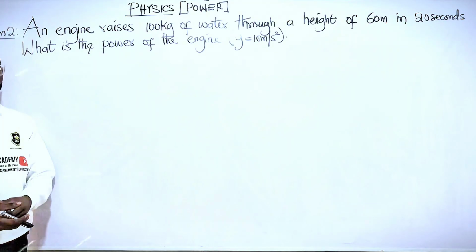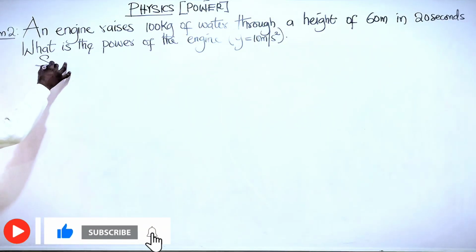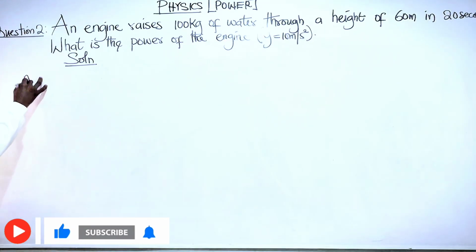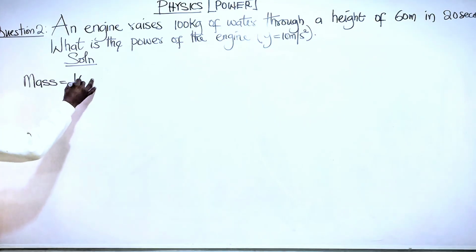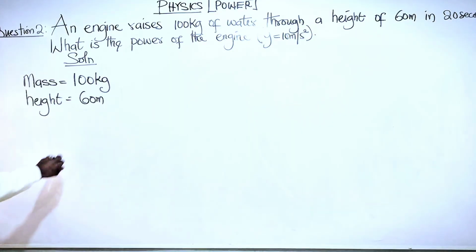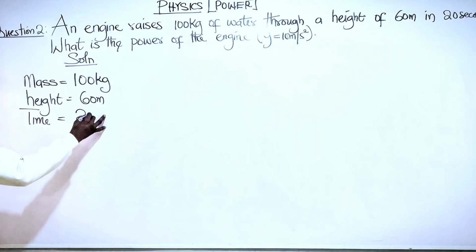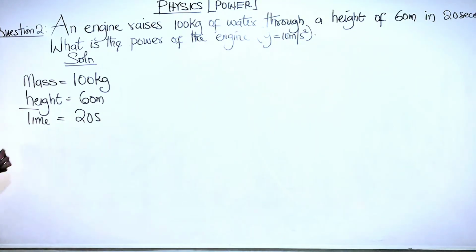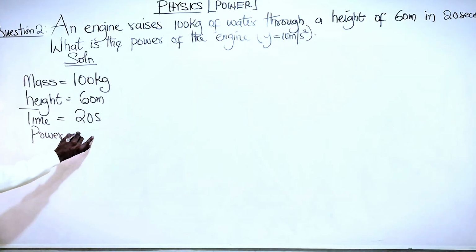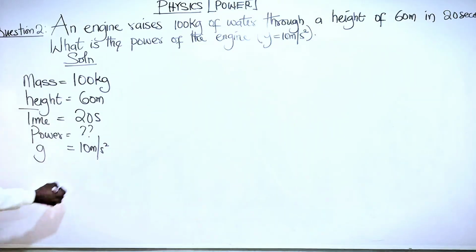Good. Let's look at question number 2. It says an engine raises 100 kilograms of water through a height of 60 meters in 20 seconds. Let's take parameters. Our solution: we have mass, we're given a mass of 100 kilogram. We're given height, our height is 60 meters, right? In 20 seconds, so we're given time as 20 seconds. What is the power of the engine? We're looking for power, if acceleration due to gravity is 10 meters per second square.